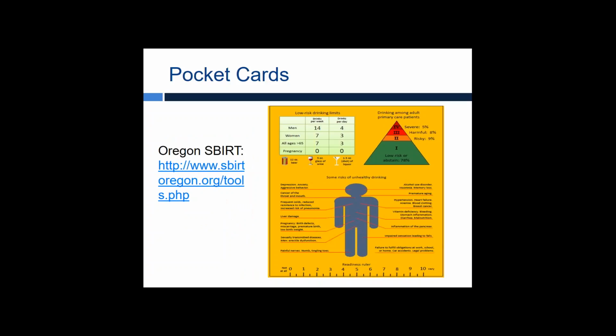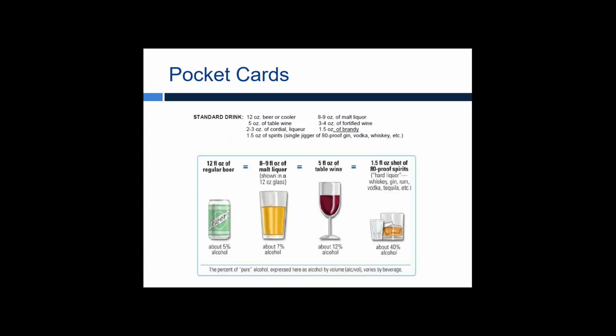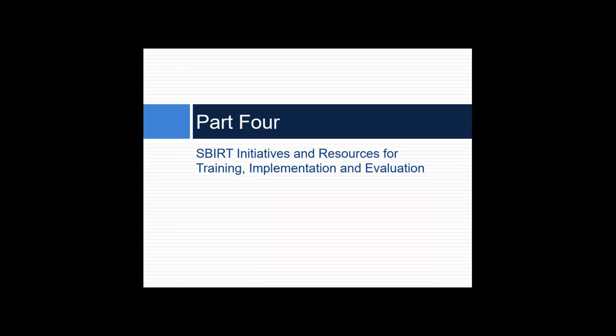Then Oregon SBIRT has these wonderful information reference sheets. I call them pocket cards, but they actually are more like a reference sheet. They have one for adults and adolescents that are really nice, and they're publicly available. And it has some of the same kinds of features around the cutoffs, the different risks associated with unhealthy use of substances. It has a ruler, and it has some other things related to young people, the developmental risks specific to them. And then there's another pocket card you could laminate for the standard drink chart.